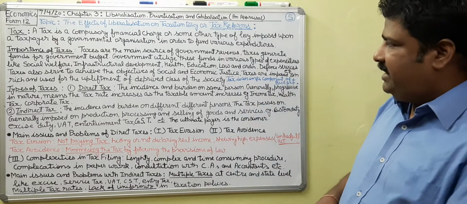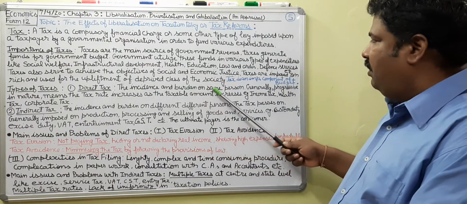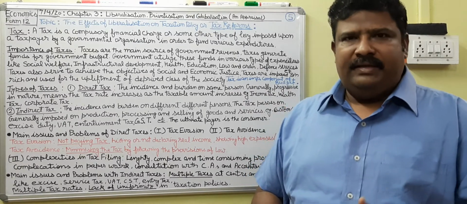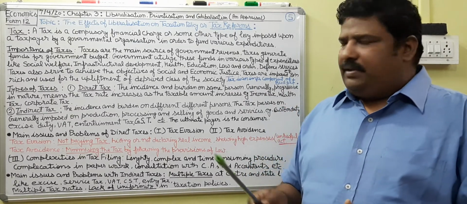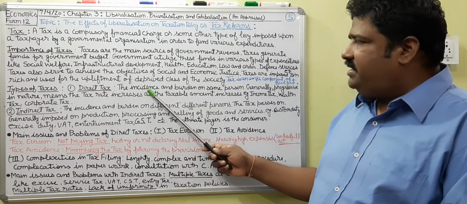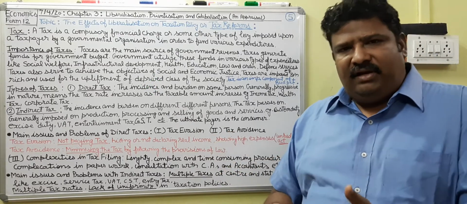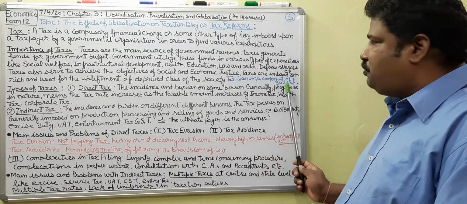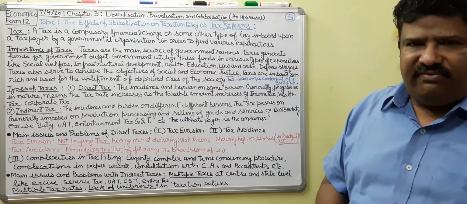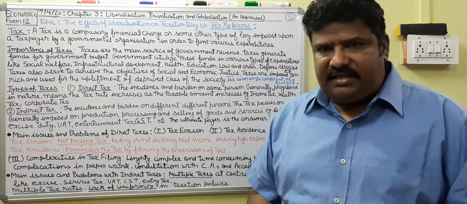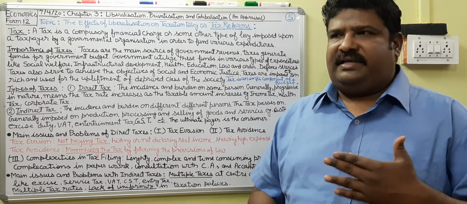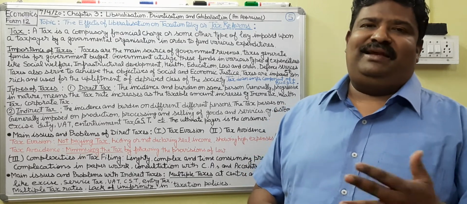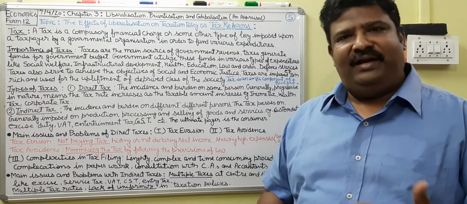See, in the direct tax, the incidence and burden fall on the same person or same individual or same firm, meaning the person who is giving the tax will also get the impact or burden of the tax. Generally, it is progressive in nature. Progressive in nature means a tax in which the tax rate increases with the amount of taxable income, that is the progressive nature of the direct tax.